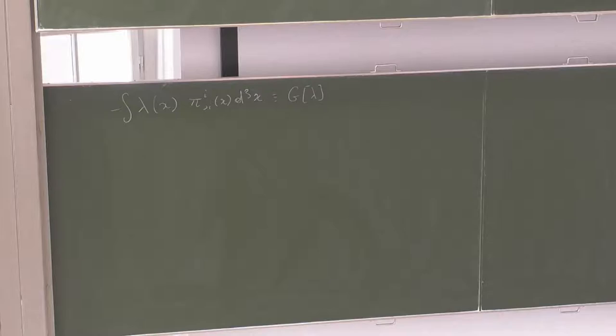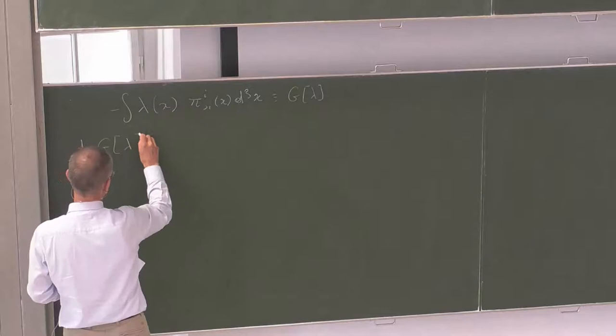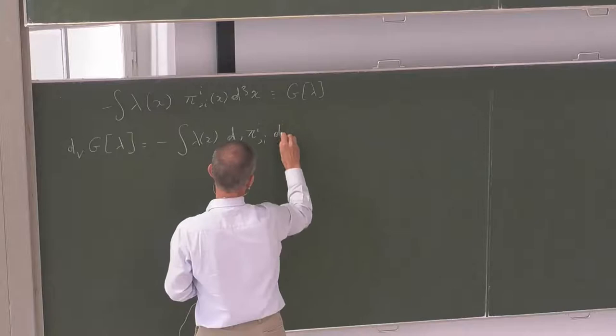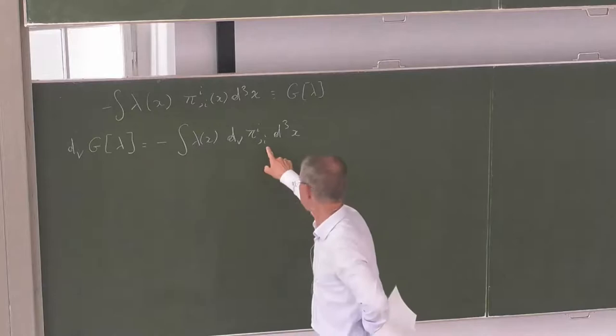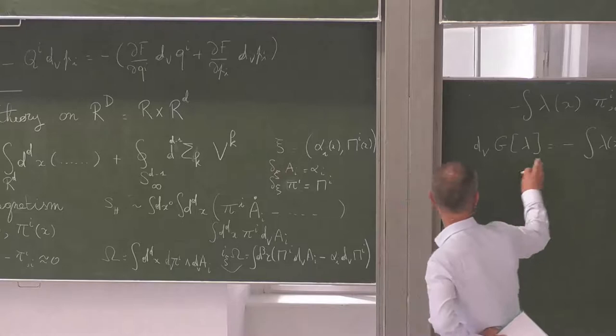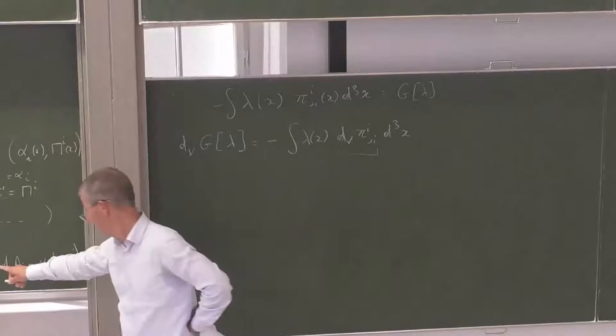Let's compute. I will compute dV of G of lambda. Then I get minus lambda of x, which does not depend on the field, dV pi^i comma i d^3x. And I want to compare this with the symplectic form to read off xi^i and alpha^i. But this is not exactly of that same form, because in the symplectic structure I have no differentiated pi^i or A^i. So to bring that to this form, I have to integrate by parts, because there is no such thing in omega. But of course, it's very easy to have such a thing in omega, just integrate by parts.